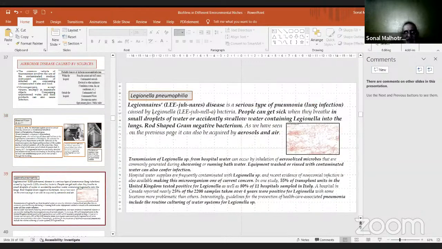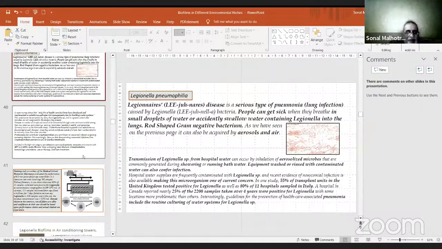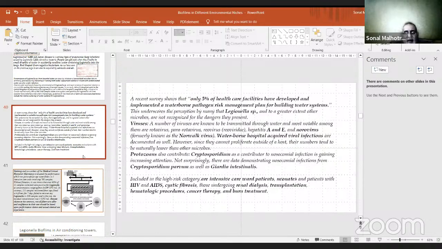So Legionella is interesting because it causes Legionnaire's disease, which is a serious type of pneumonia. It's a lung infection. People can get sick when they breathe small droplets of water or accidentally swallow water containing Legionella into the lung. And these are some images of this gram-negative bacterium. Then we talk about how many transplant units there are, and there are some statistics here. Because there are so many slides, I will not go through all the components of the slide.